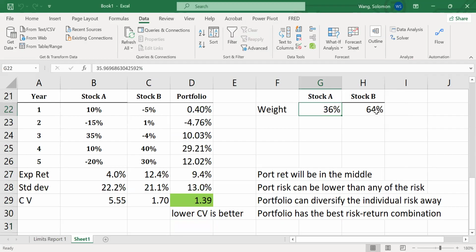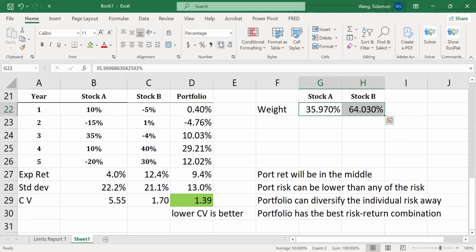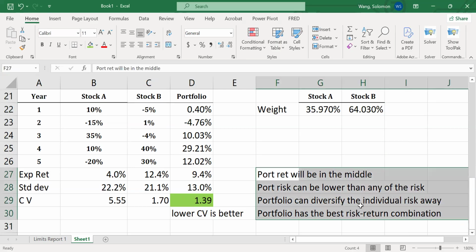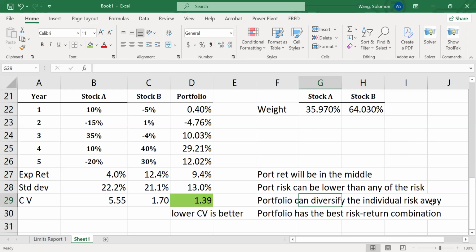So you see that 36-64 is my best combination. That's the smartest thing I can do, the best thing I can do to minimize the portfolio risk and return combination to reach the best result. When you see 36-64, it's actually a computer generated number, it's very exact. So this part could be a multiple choice question. Portfolio return will be in the middle, but risk can be lower than any of the two risks, the portfolio can diversify the individual risk away, and the portfolio can have the best risk-return combination, better than any of the individual assets.